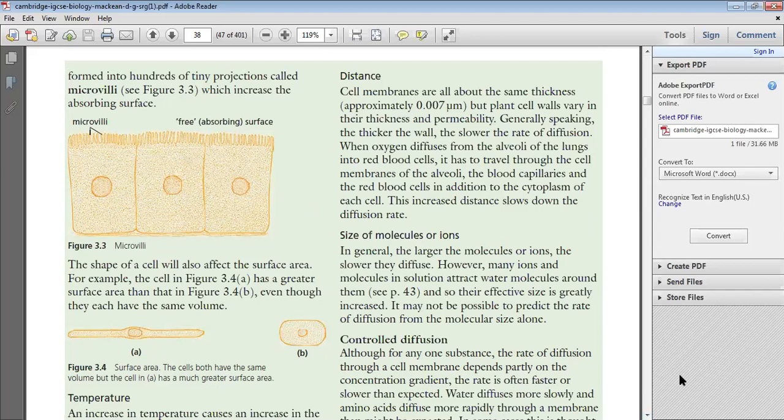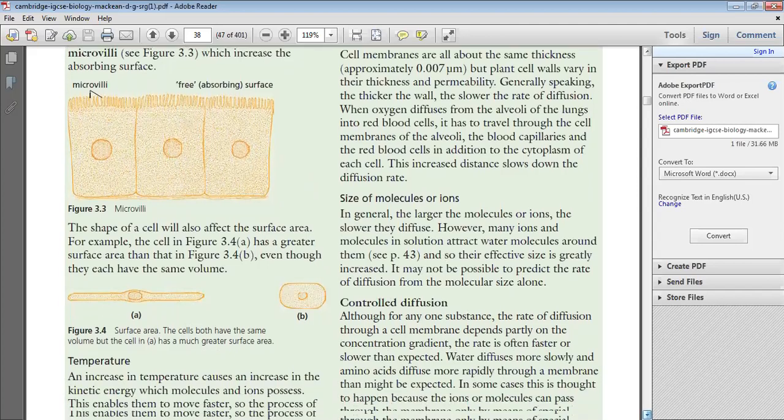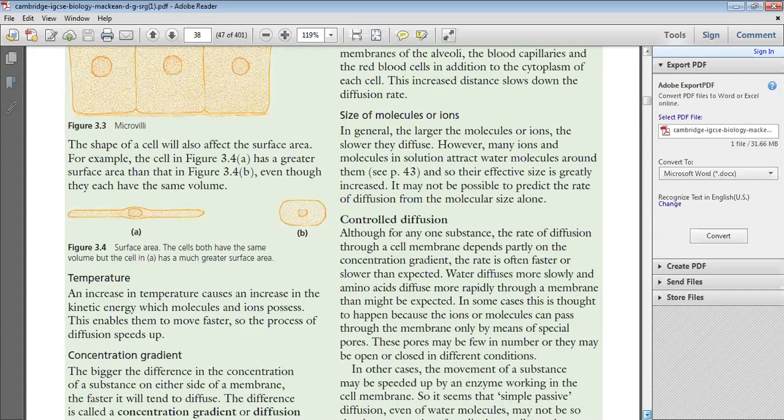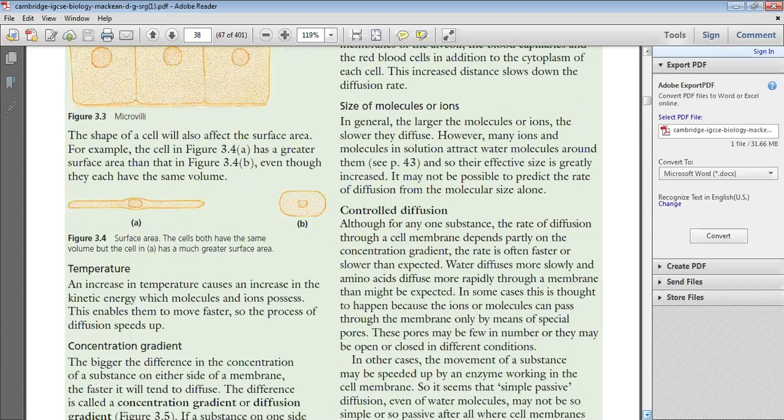Okay. Now the next one is temperature. As I have told you in my chemistry lecture, temperature is also directly proportional to diffusion. If you increase the temperature, it means you are increasing the kinetic energy of the particles and they move more rapidly. More kinetic energy means more rapid motion, and more rapid motion means more rapid diffusion.